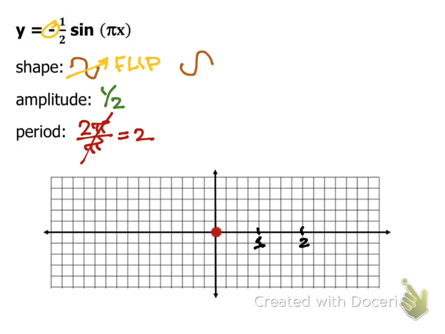Sine starts at 0. It has a 0 at the end of its period, which is 2. Halfway between, it has another 0. Halfway between my first 2 zeros, we usually have a maximum, but we flipped it so we have a minimum, and it's at 1/2. And then halfway between my last 2 zeros, I have a maximum.